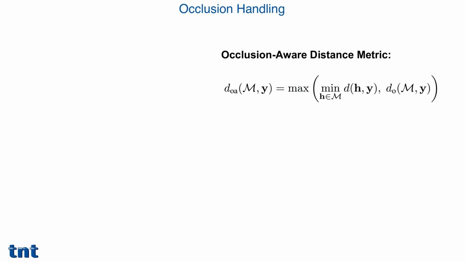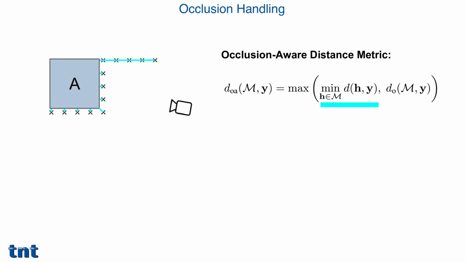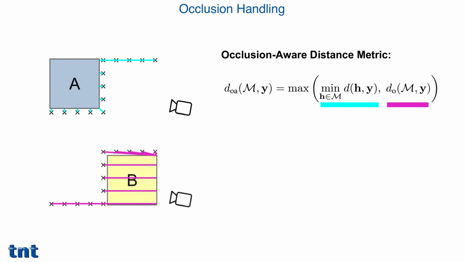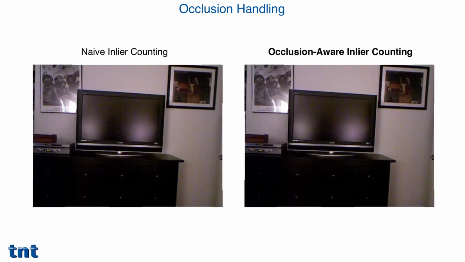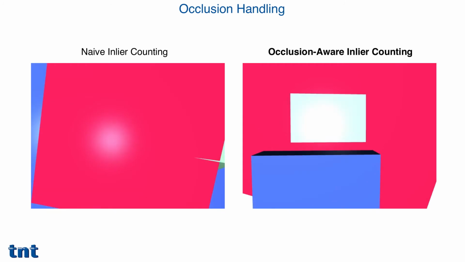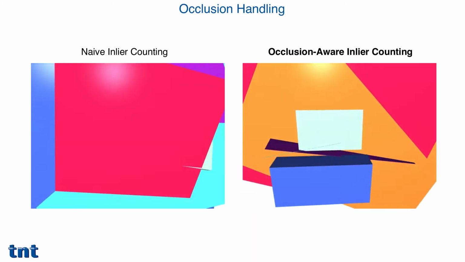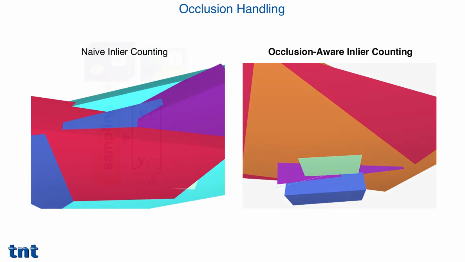In order to resolve this ambiguity, we devised an occlusion-aware distance metric. As one would normally do, we measure the minimal distance to any cuboid surface if a point is not occluded. If it is occluded, we measure the distance to the most distant occluding surface instead. In addition, we devised an occlusion-aware inlier counting function which explicitly penalizes occlusions. As can be seen with this example, our occlusion-aware inlier counting results in much more sensible abstractions.